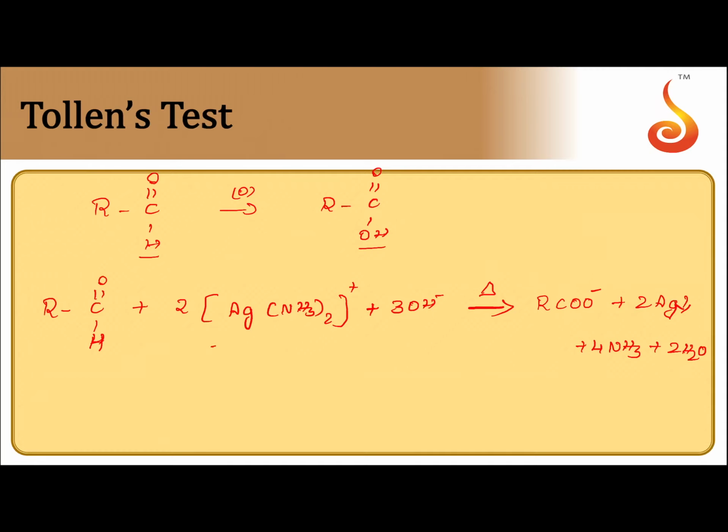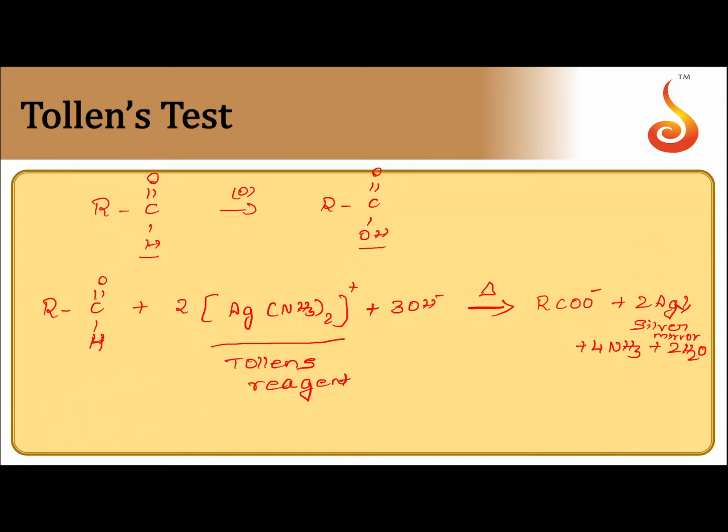Tollens reagent test means when an aldehyde is treated with Tollens reagent. What is Tollens reagent? Ammoniacal solution of silver nitrate. When an aldehyde is treated with Tollens reagent, the reagent will get reduced to give a silver mirror. This is deposition of silver. This is called a silver mirror. You will get a silver mirror and the aldehyde will get oxidized to the corresponding carboxylic acid.